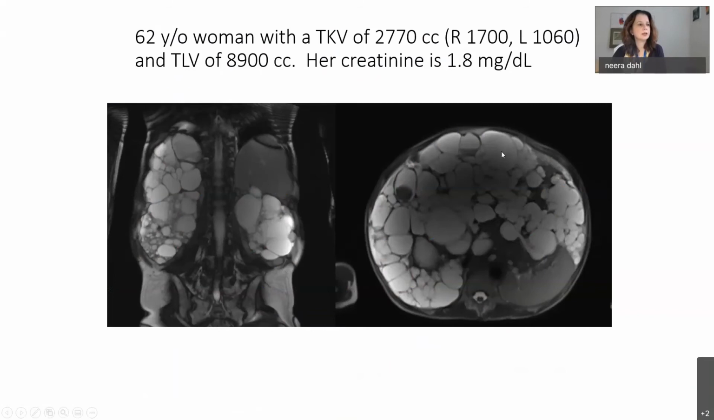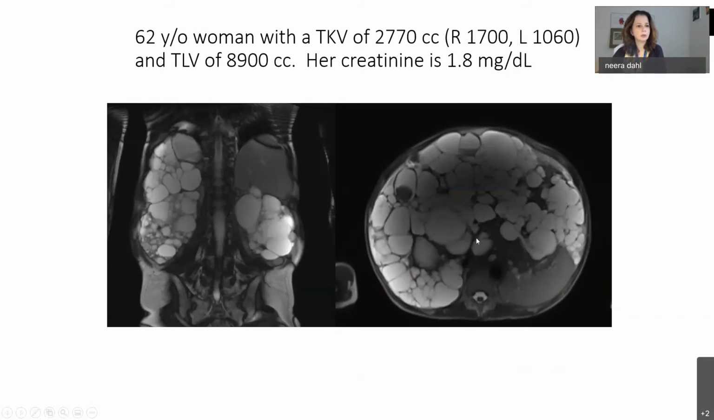So to introduce the idea of liver cysts, I'm showing you one of my patients. She's a 62-year-old woman who has a total kidney volume that's quite large, over 3 liters. But what's really, really even more impressive is this, which is her total liver volume. So a typical liver is about 1 liter, and hers is about 9 times that at 8.9 liters. And she has significant loss of kidney function.